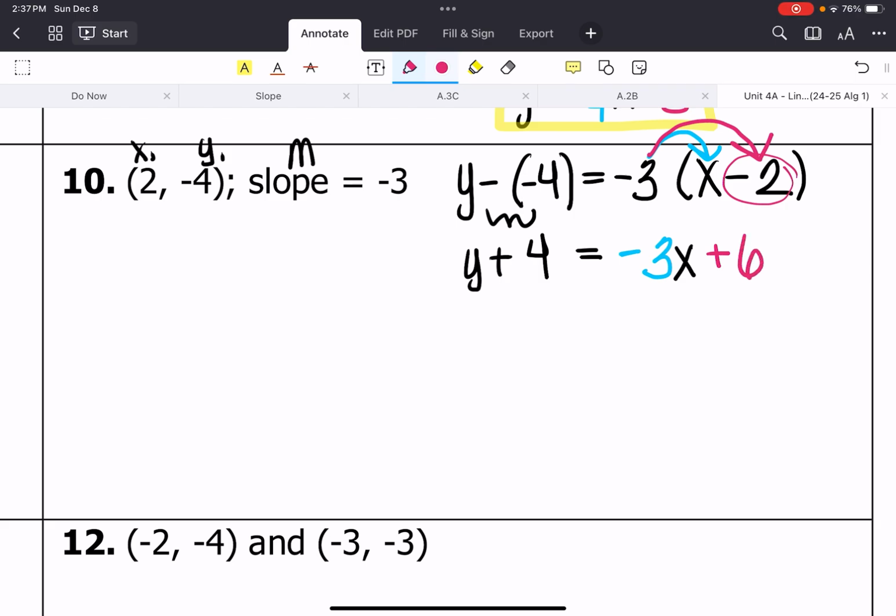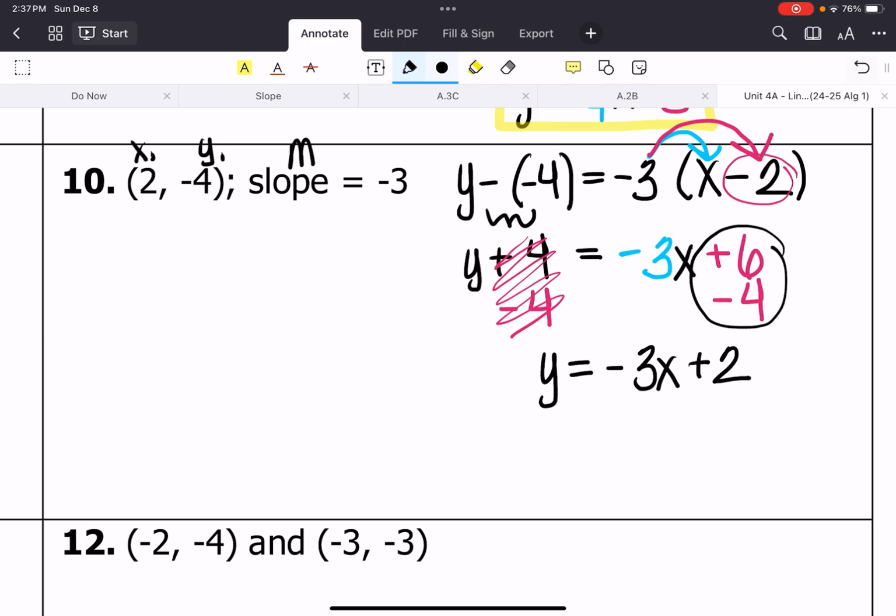Notice y is not by itself yet because we're adding 4. And to get rid of it, we do the inverse, the opposite, and subtract 4. And don't forget, what you do to one side, you do to the other. This leaves me with y equals negative 3x plus 2 because we're subtracting 6 minus 4.